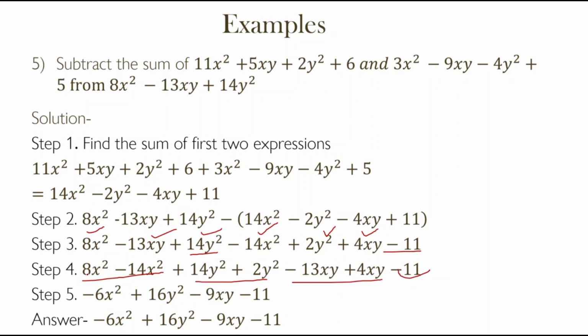Right? Now solving them. Again, one of them is positive, one is negative. So we'll subtract. 14 minus 8 is 6, and the sign comes of 14 because it's bigger. That's why it's minus 6x square. Now 14y square plus 2y square is 16y square. Minus 13 plus 4 is minus 9, and the sign comes of the bigger number. That's how we get minus 9xy. And then there is minus 11. So the final answer is minus 6x square plus 16y square minus 9xy minus 11.